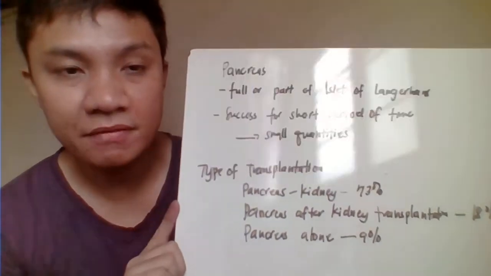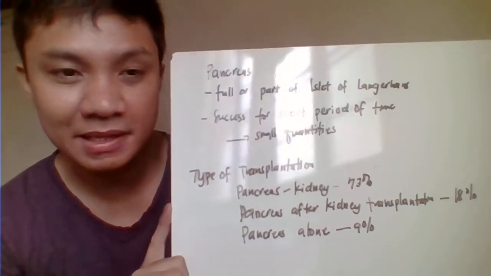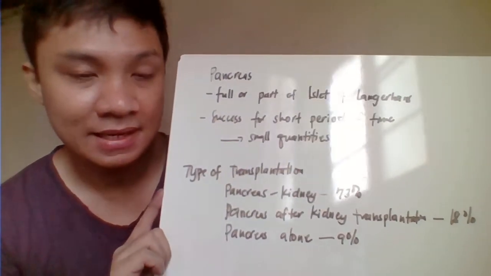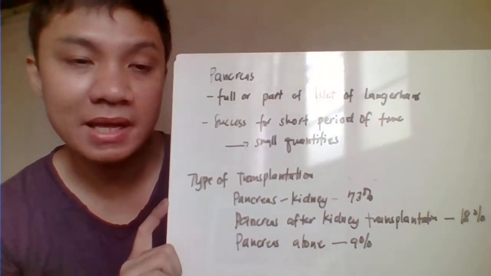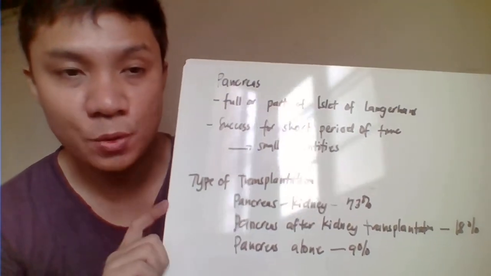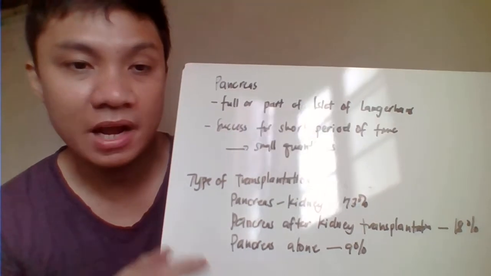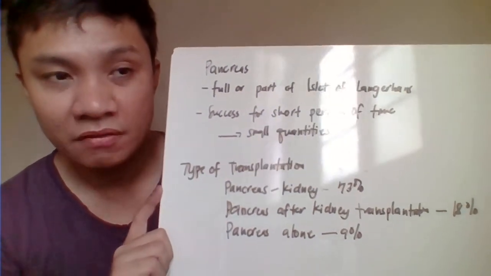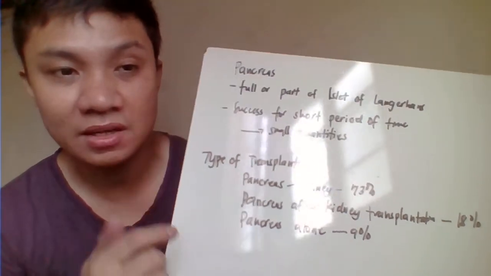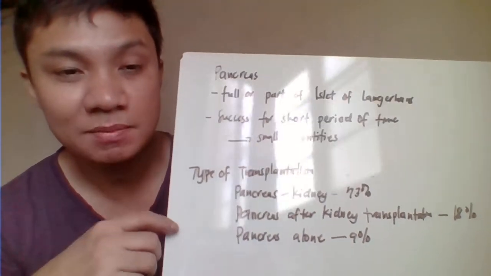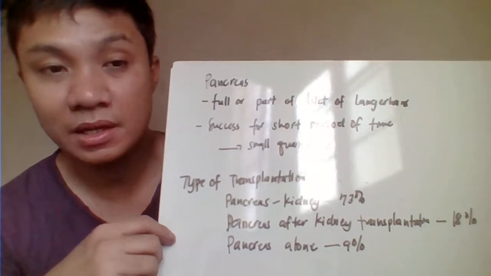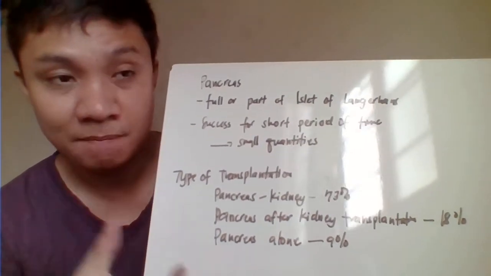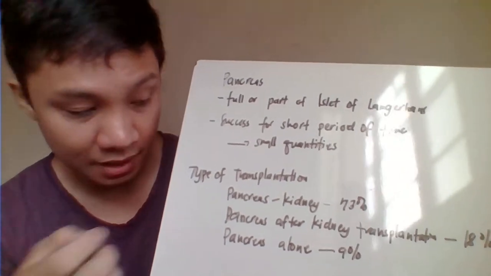Okay, the next one we have is the pancreas transplantation. This is for the treatment of patients having diabetes. When you're transplanting the pancreas, it could either be the whole pancreas or only part of it, the islets of Langerhans. The success rate is very low, and the duration is very short. It becomes more successful if you are transplanting only small quantities of the islets of Langerhans rather than the entire islets.